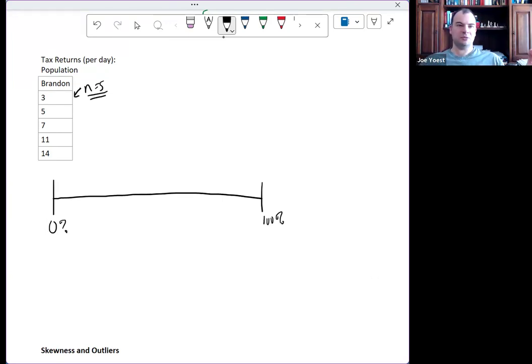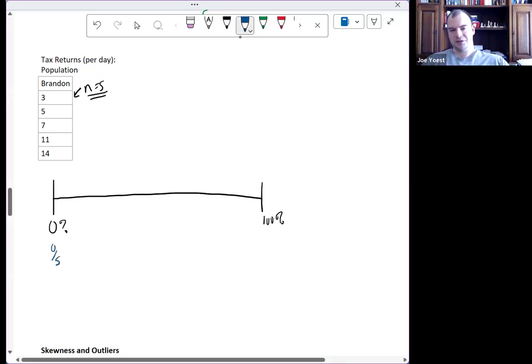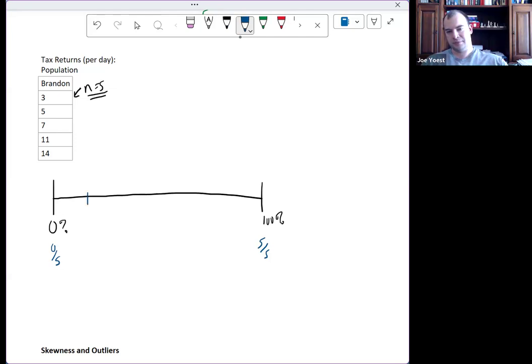I start off with my list of percentiles, essentially my interval from 0% to 100%. And I remember that 0% is 0 fifths and 100% is 5 fifths. And I need to count up 1 fifth, 2 fifths, 3 fifths, 4 fifths. And then I'll go back to percents. 1 fifth is 20%, 40, 60, and 80%.